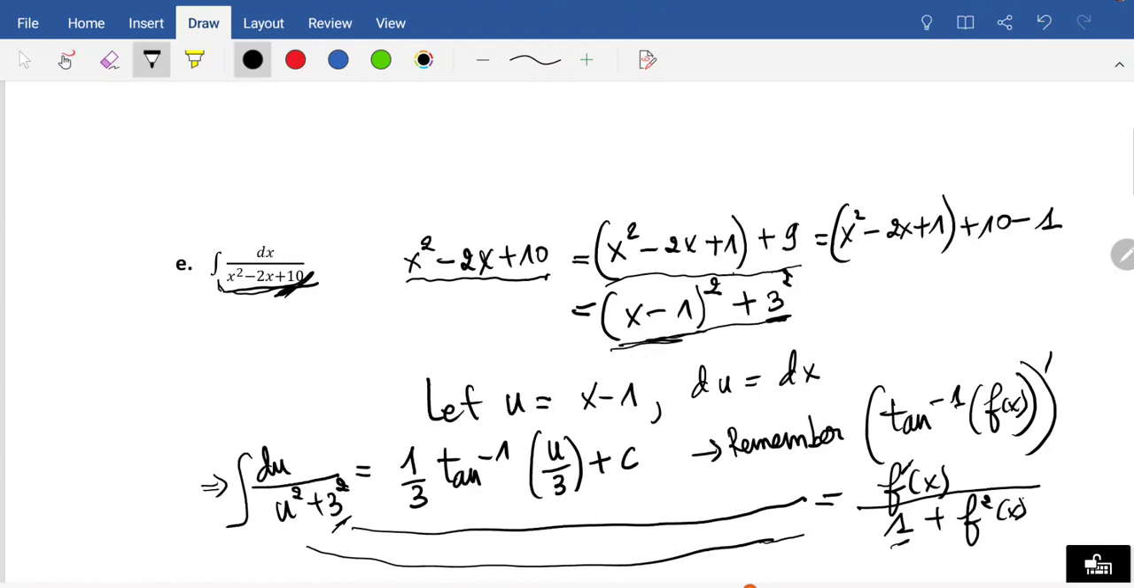And now in this case we can use u substitution. If we let u be equal to x minus 1, we have du is equal to dx, and when we have that, then we can take it back to the original integral, and then we have the integral of du over u squared plus 3 squared, which is equal to 1/3 of tan inverse of u over 3 plus c.